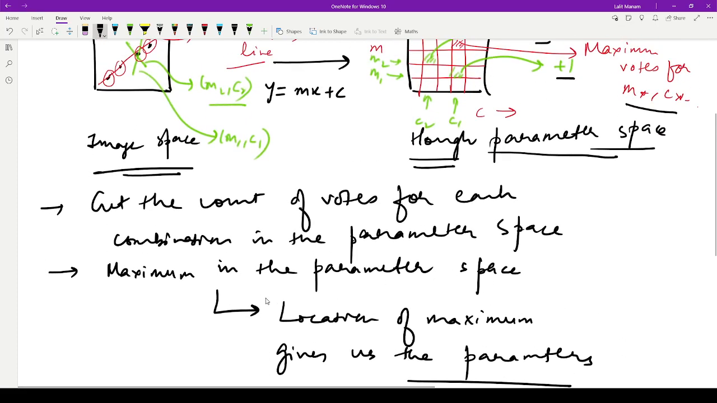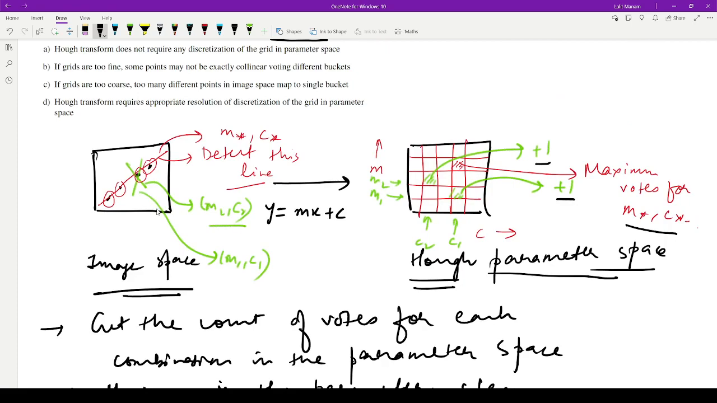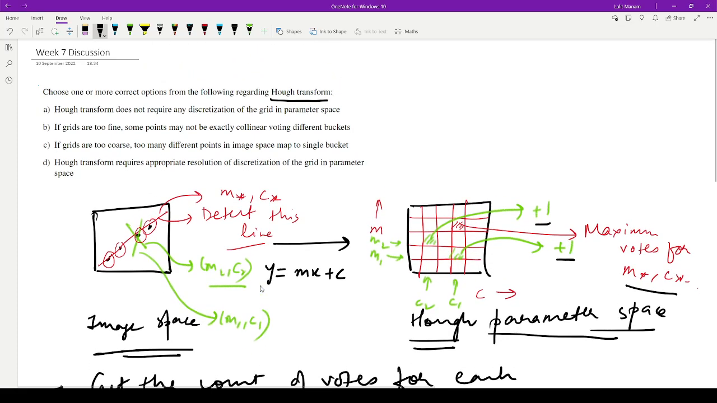So that's the principle. If you have multiple lines, then you need to find local maxima. There will be multiple local maxima, and you need to find the maxima within a specified region. That's all the idea is.